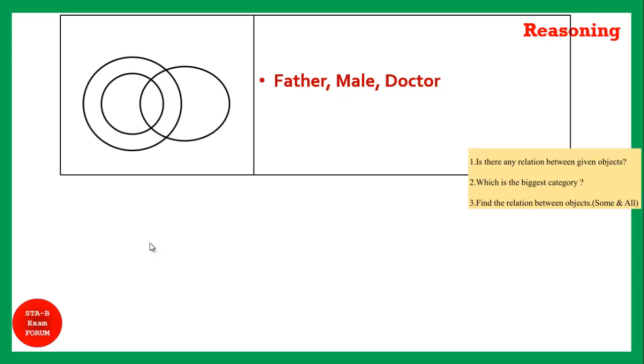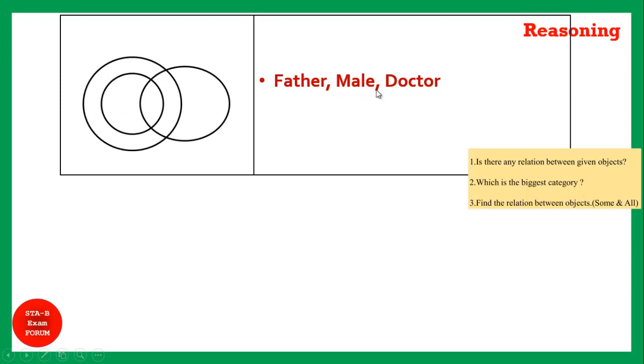Coming to the next category, this is very interesting again. The relationship between father, male and doctor. Is there any relationship between them? Yes, there is a relationship. Which is the biggest category? From my perspective, male is the biggest category, right? So I draw one circle as male. Again I am telling you, don't just go for common sense. Only a male can become a father. So this smaller circle represents father. So all fathers are male. So these two concentric circles represent this.